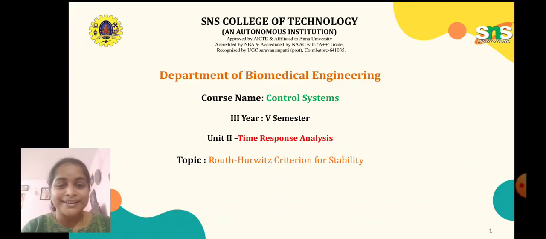Before that, remember we have discussed mathematical modeling of control systems and physiological control systems, time response analysis of first order and second order, signal flow graphs and root locus techniques. Now we are going to discuss the RH criterion for stability, the Routh-Hurwitz criterion for stability.